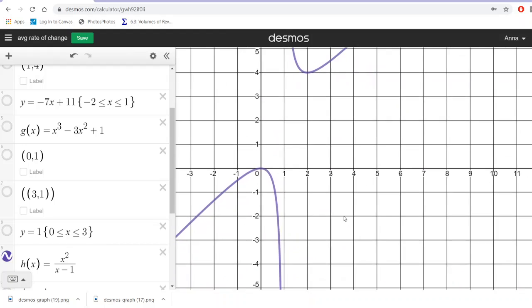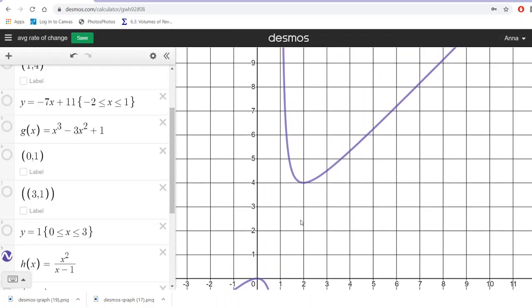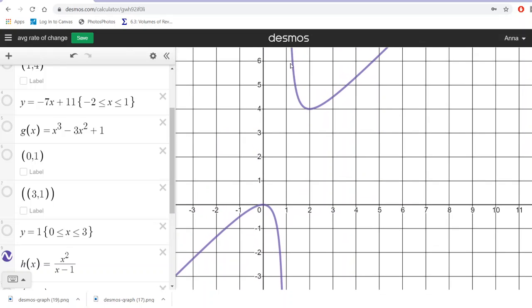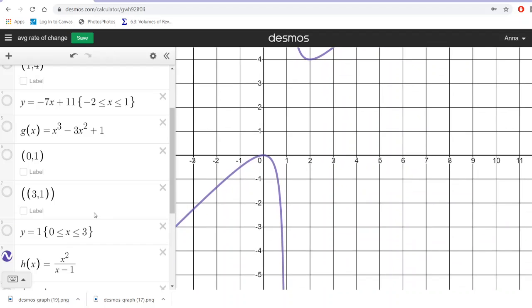So notice, by the way, that it has what we talked about a little bit, something called a vertical asymptote at x is equal to 1. The reason for that is because that's the number that's not in the domain, right? This function's not defined at x is equal to 1, and so that's why there's that kind of gap in the graph at x is equal to 1.